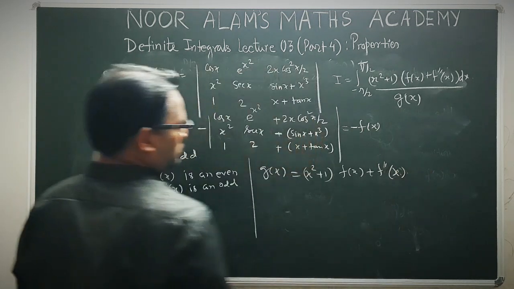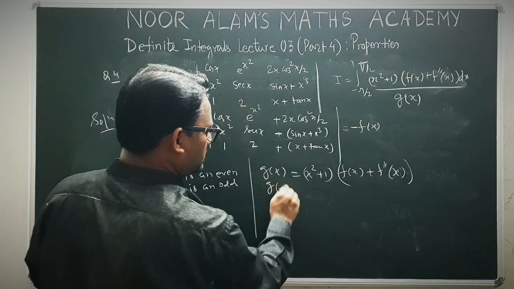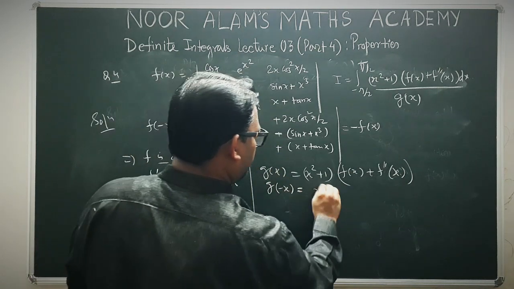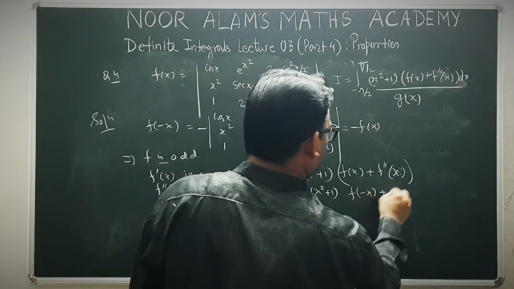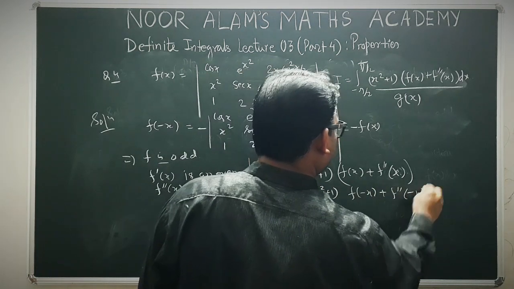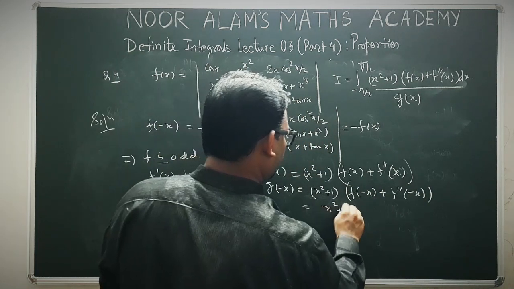Okay, so now we want to check what type of function g is. Now replace x by minus x. So you have x square plus 1. Here you get f of minus x. Here you get f double dash of minus x. So now f is the odd function, so you get x square plus 1.